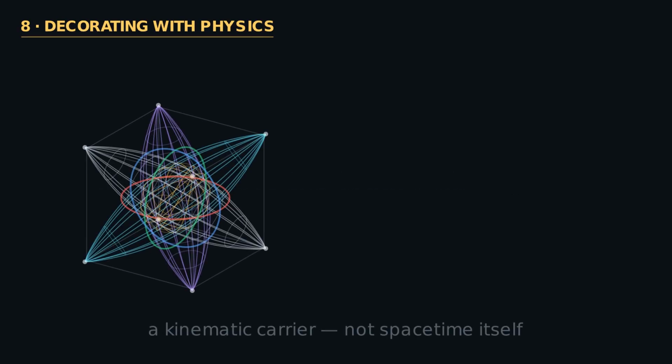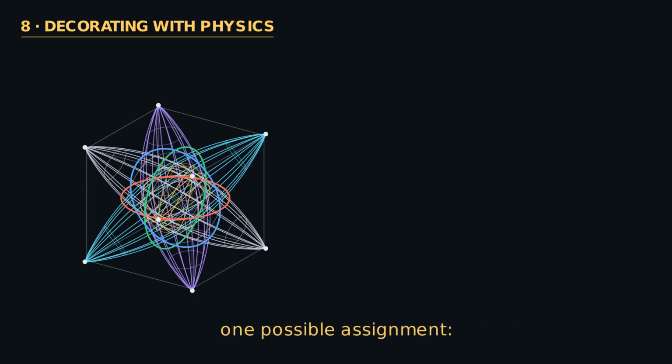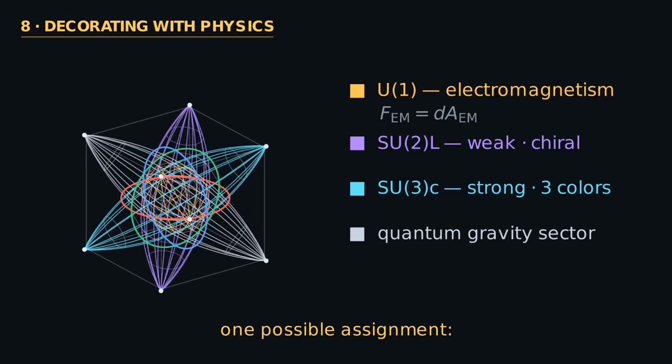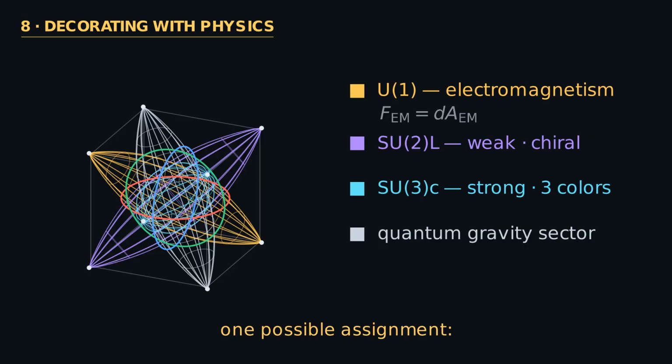Regard the fixed foam as a kinematic carrier, not spacetime itself, but a microscopic stage on which quantum structures can be placed. Here is one possible assignment. One sheet carries electromagnetism, quantized circle group data, modeled by a line bundle with a connection, and its curvature. A second sheet carries the weak sector, with chirality, encoded through the orientation-sensitive, dianalytic structure. A third sheet carries the strong sector, where the three seam colors suggest the three-color channels of the strong force. And the fourth sheet carries gravity, not as a classical background, but as its own quantum geometric sector.